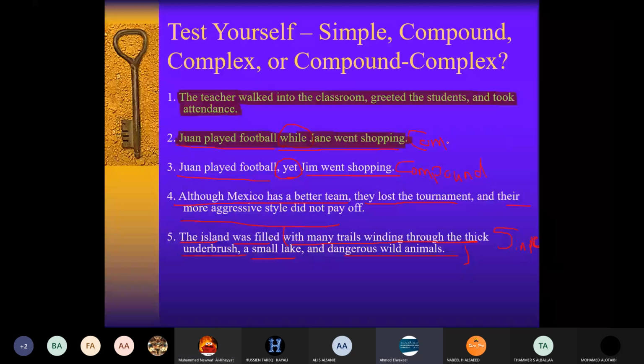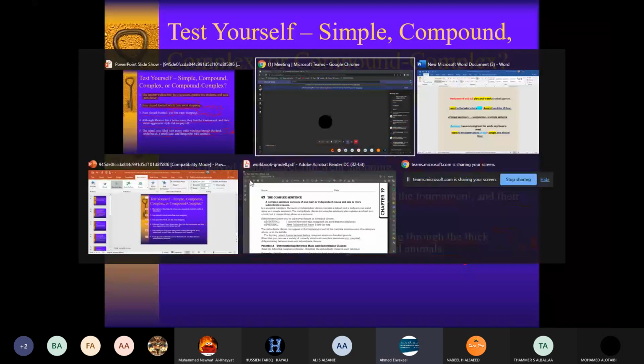So that's the whole idea, which is to figure out which coordinating conjunction or subordinating conjunction you are dealing with. If you have a subordinating conjunction, your sentence will be complex. If you have a coordinating conjunction, then your sentence is going to be compound or compound complex. Hope you got the idea, guys.